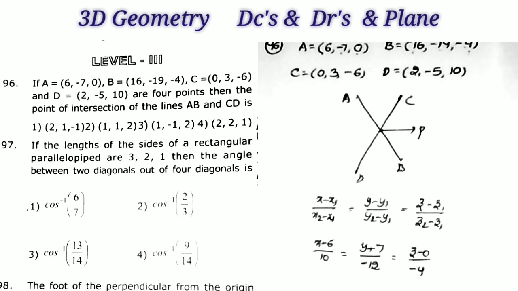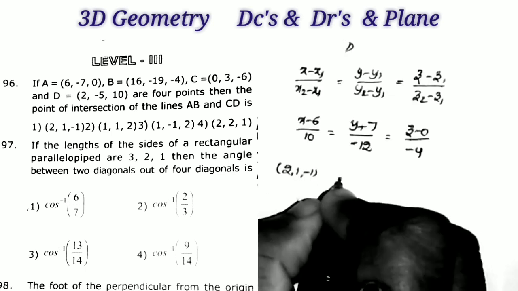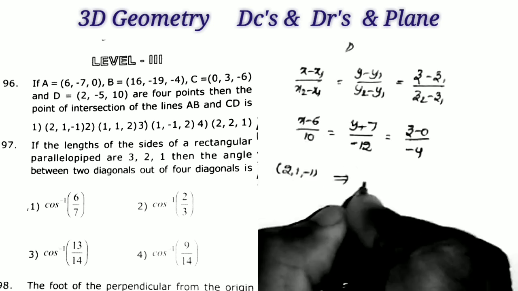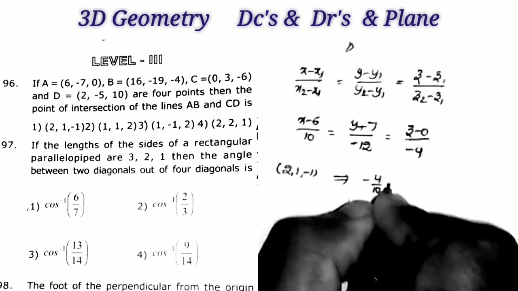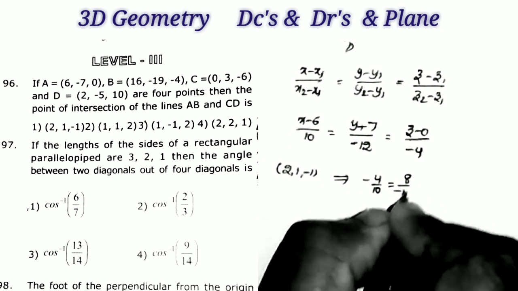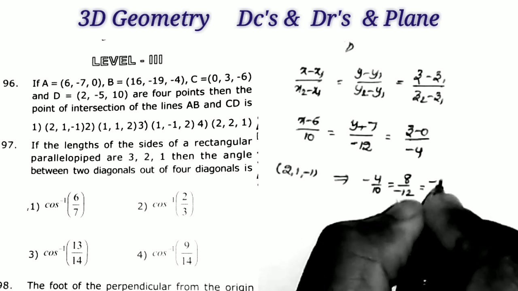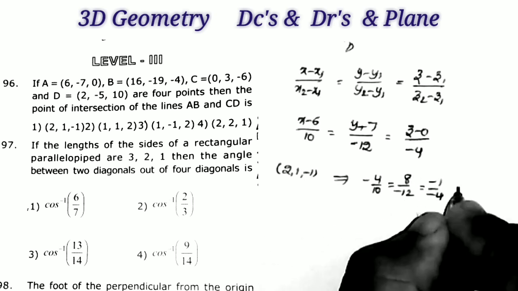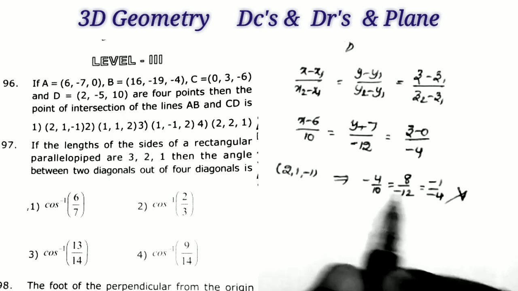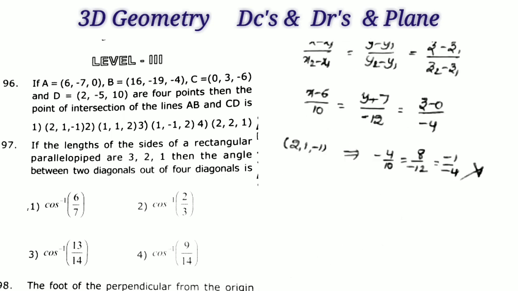Now we are doing the options verification here. What is the first option? (2, 1, -1). Now replacing the first option here: (2 minus 6)/10 is minus 4 by 10, (1 plus 7)/(minus 12) is 8 by minus 12, and (minus 1 minus 0)/(minus 4), which are not equal. Here all these values are not equal. So this is not the correct option.